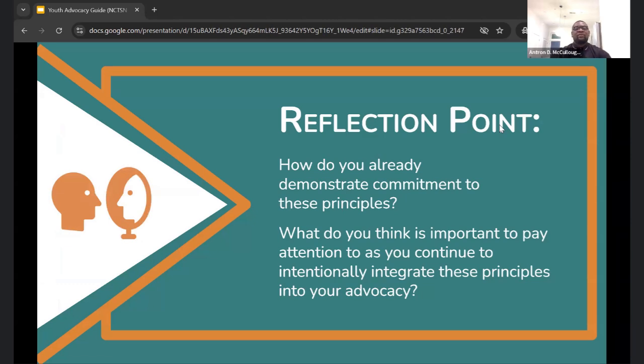Let's now look at this reflection point. How do you already demonstrate commitment to these principles? What do you think is important to pay attention to as you continue to intentionally integrate these principles into your advocacy efforts? We will invite you to consider what you are already doing and how you can make it better, as well as how you can serve individuals and use this as a basis for guiding policy advocacy for your own issues of choice.